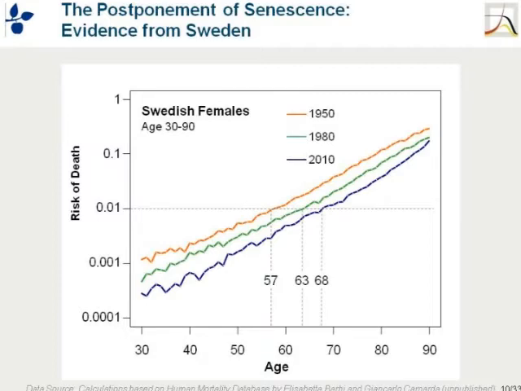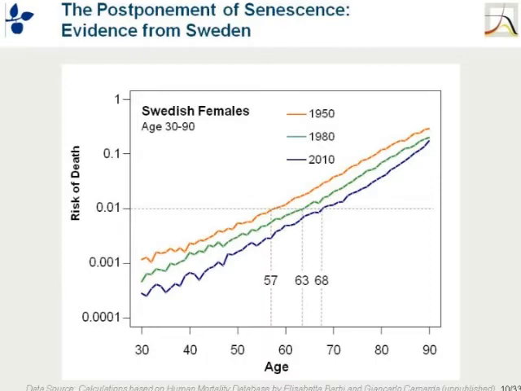And here's what happened in 1980, and here's what happened in the year 2010. And what you can see is the lines are shifting over. They're more or less parallel. There's a little bit of convergence, but they're more or less parallel, they're shifting over. So we're not extending longevity, we're not increasing life expectancy by slowing down the rate of aging. The slopes of these lines are roughly the same. We're increasing lifespan by postponing senescence, by postponing mortality to higher and higher ages.